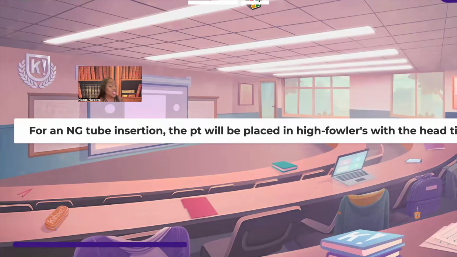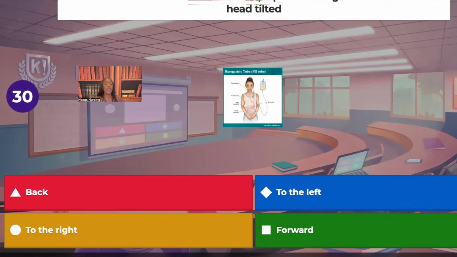Okay, for an NG tube insertion, the patient will be placed in high Fowler's position with the head tilted back, to the left, to the right, or forward. We're talking about NG tube insertion. We know that we're going to place that patient high Fowler's, but what are we going to do with the head? What do you guys think?